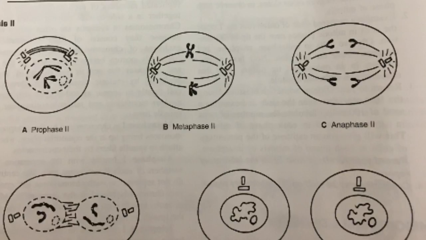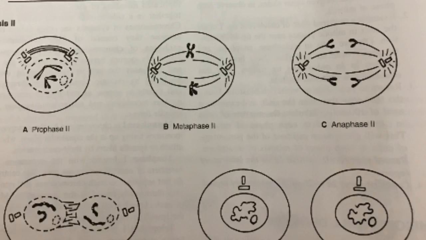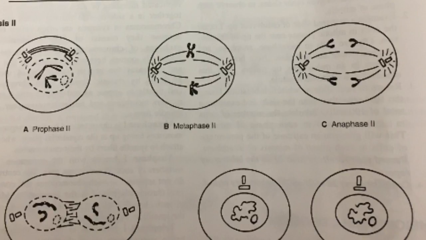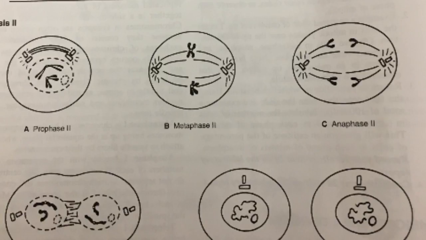Anaphase 2 begins with the separation of the centromeres. The sister chromatids move towards opposite poles of the spindle, now called daughter chromosomes. And in telophase 2, they form new nuclei, and cytokinesis divides the cell to form two haploid daughter cells.